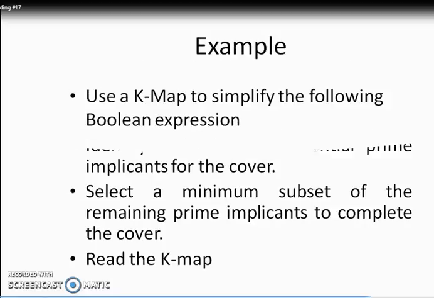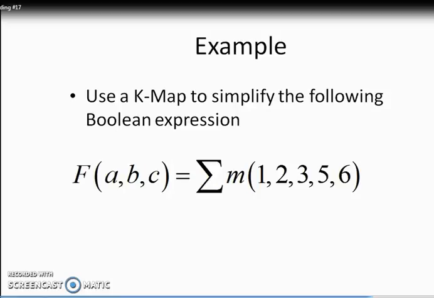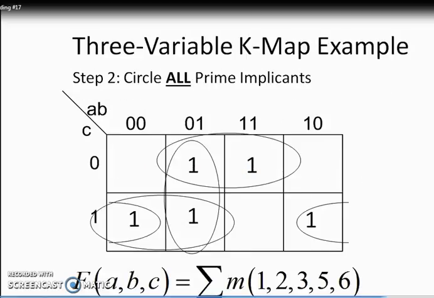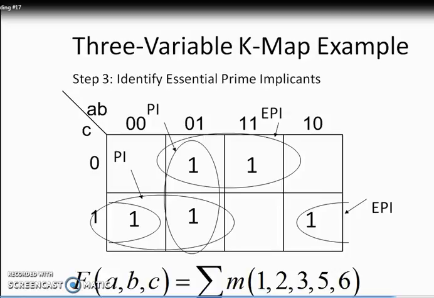Then read the K-map. Here one example is given. We are using a 3 variable Boolean expression with the variables A, B and C. We have to fill the terms 1, 2, 3, 5 and 6 with Boolean value 1. The next step is to circle the prime implicants. Here we have identified 4 prime implicants. These are the possible adjacent cells. Then you have to identify the essential prime implicants.